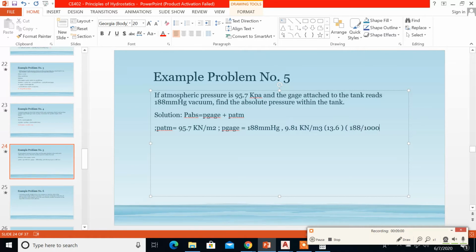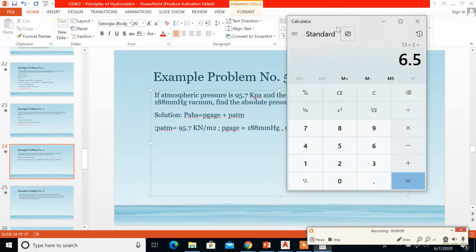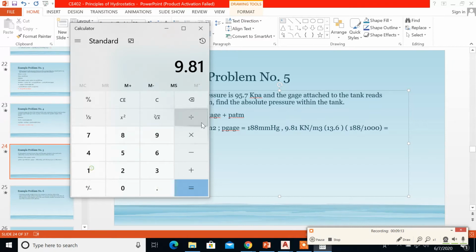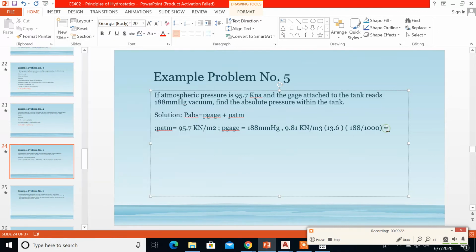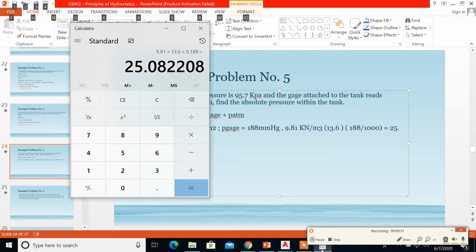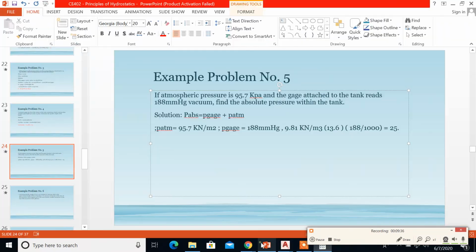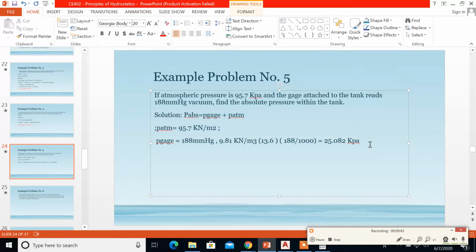So, 188 divided by 1,000 para maging meters. Ilan yung ating P gauge? P gauge simply 9.81 times 13.6 times 0.188. So, ang pressure natin, P gauge, is equivalent to 25.082 kilopascal. Ayan. Then, next, to determine P absolute: P absolute is equivalent to P atmospheric, 95.7 kilonewton per meter squared, plus P gauge, 25.082 kilonewton per meter squared. Ito yung ating P absolute.